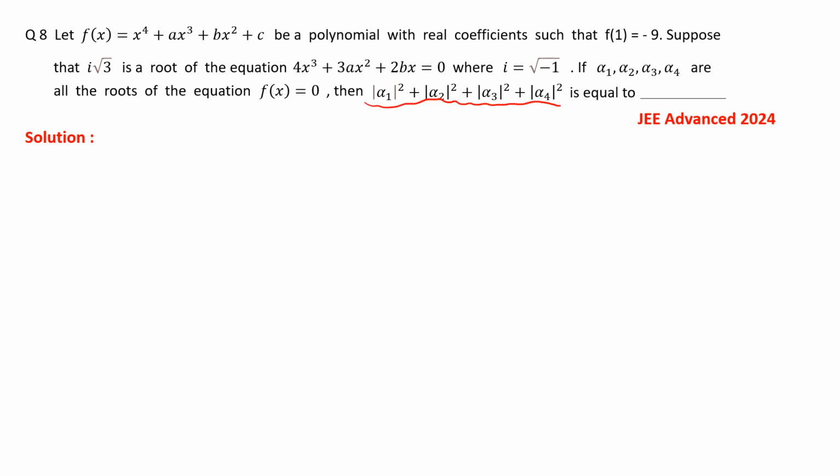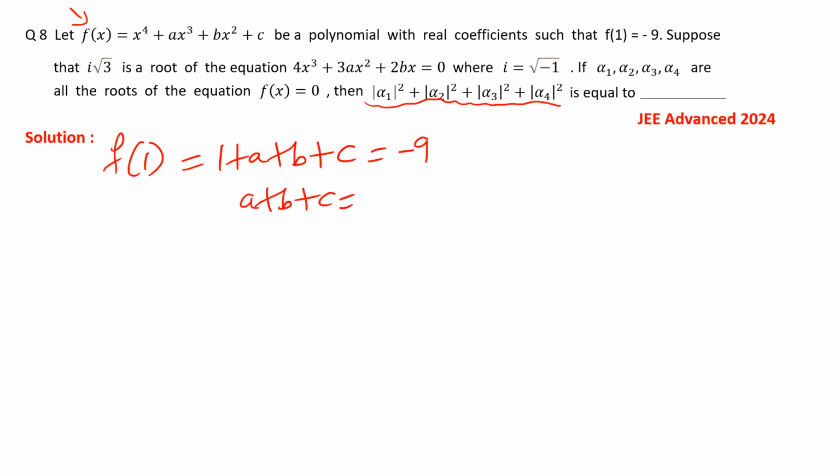Now since we are given that f(1) is equal to -9, I just put x = 1 in this function. So f(1) = 1 + a + b + c, and this is equal to -9. So this means a + b + c = -10. This is our first equation, right? Now we have been given that i√3 is a root of this particular equation.